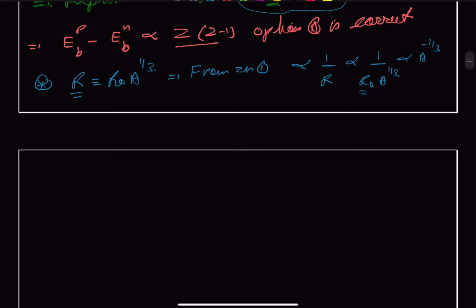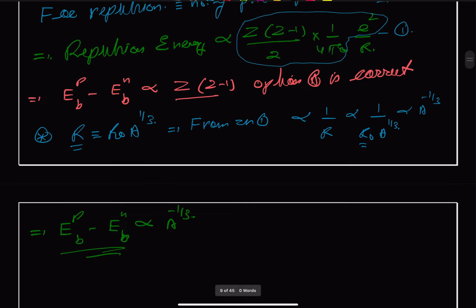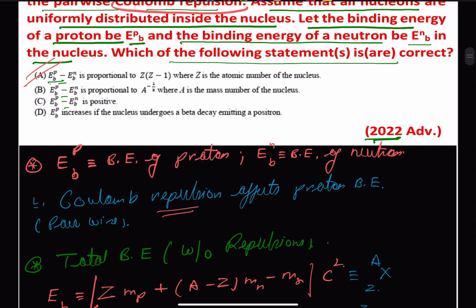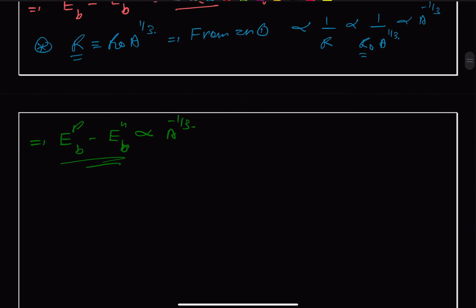Therefore we can say from here that for the difference of proton minus neutron, the binding energy is proportional to A raised to power minus 1 by 3. So we have our option B is also correct.